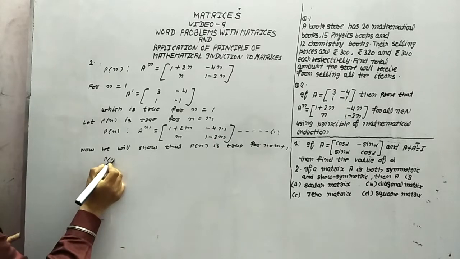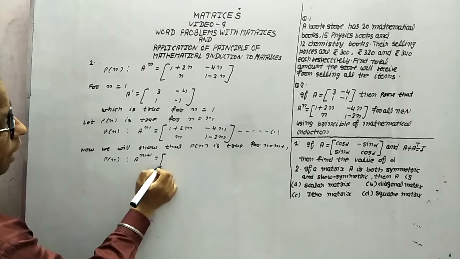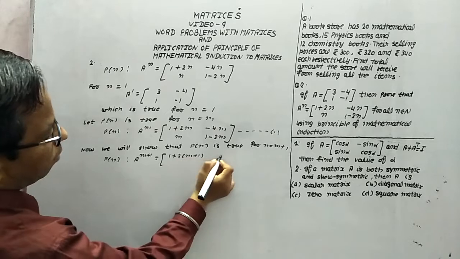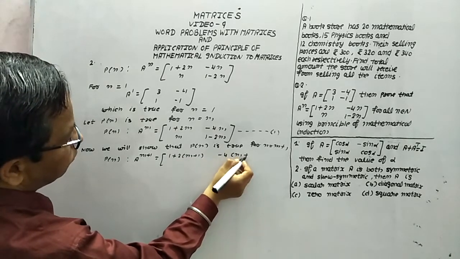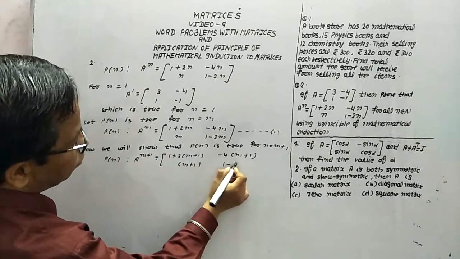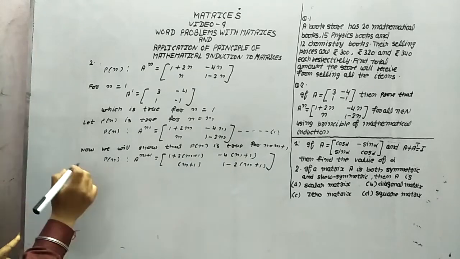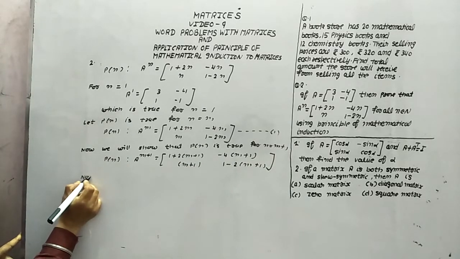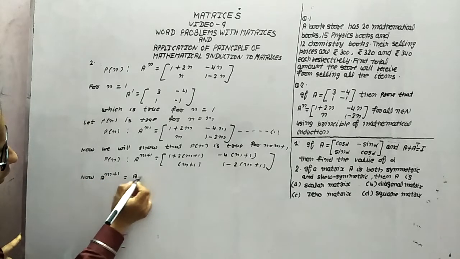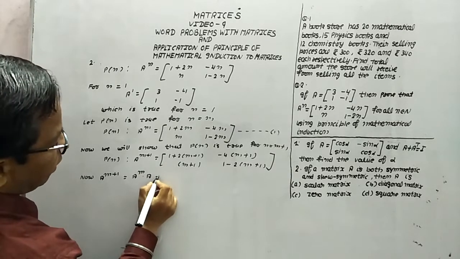So what we have to show is P(m+1). It means wherever there is n, we have to put m plus 1: [1+2(m+1), -4(m+1); m+1, 1-2(m+1)]. This much we have to do. Now look at this thing. We will start with A^(m+1). A^(m+1) means we can write A^m into A. Okay. Now we will start with multiplication.